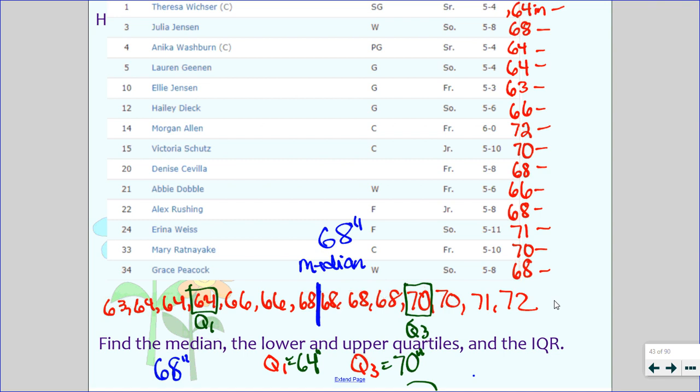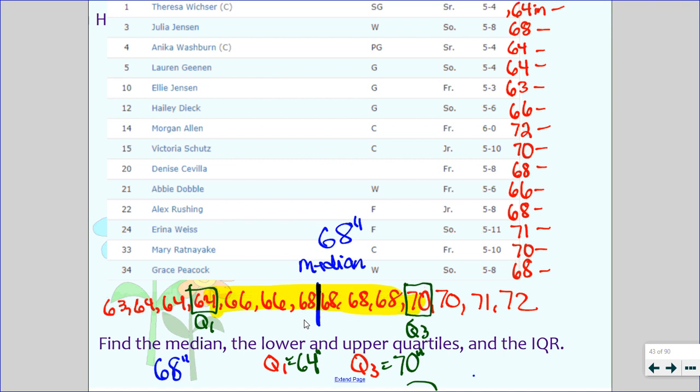So what that means is 50% of my girls are in that range, between 5'4" and 5'10". That's where the majority, or what's called the broad middle, of the data is. That's where a bunch of girls will lie in terms of their heights.